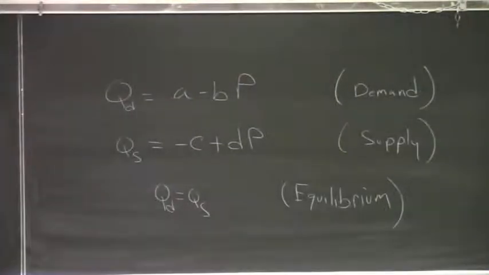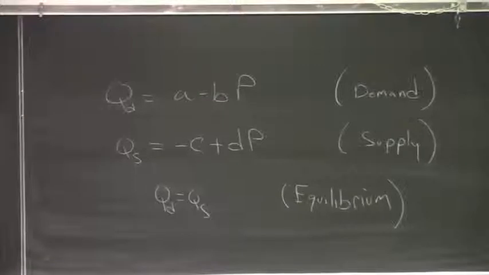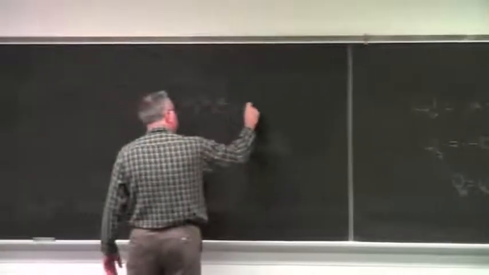Now we do have some restrictions that we're going to place on these parameters A, B, C, and D. We're going to assume that all these parameters are positive. A, B, C, and D are all assumed to be positive.